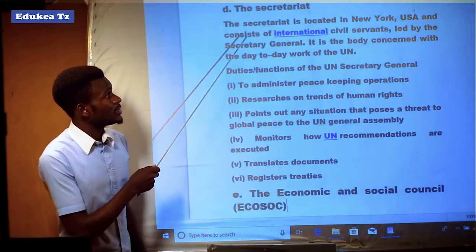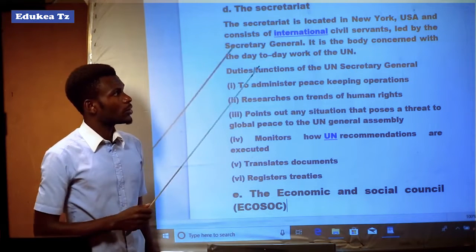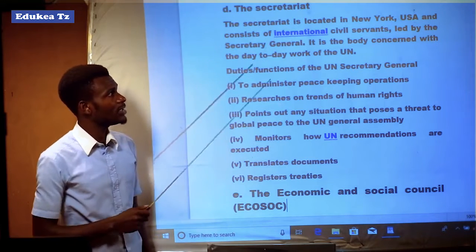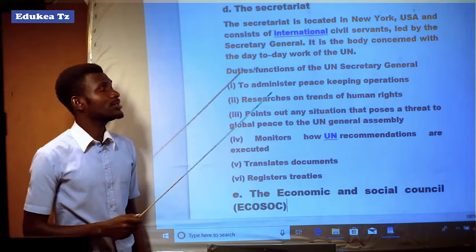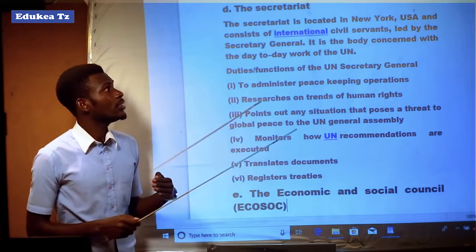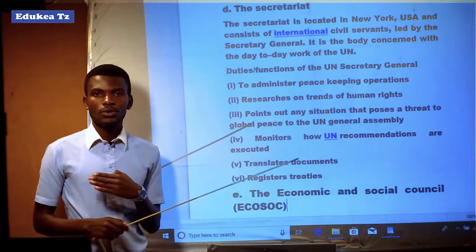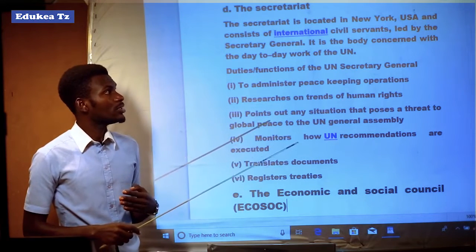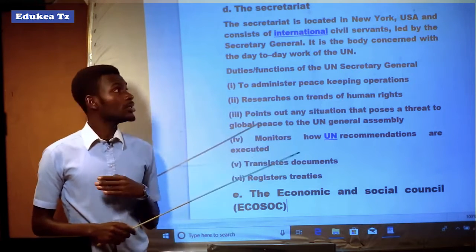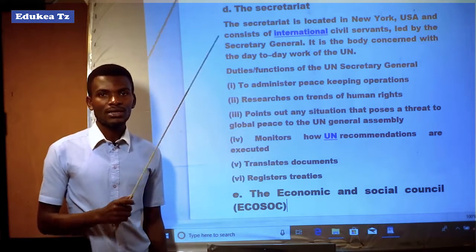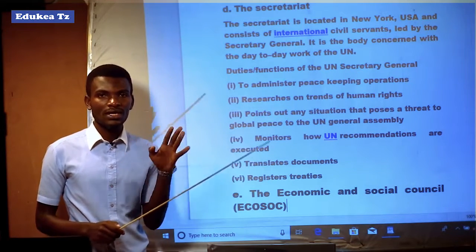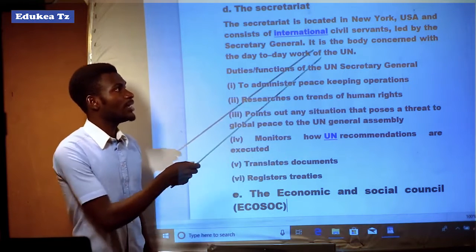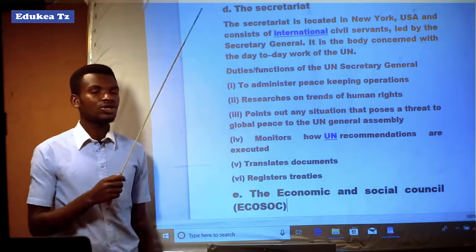The Secretariat is located in New York, USA, and consists of international civil servants led by the Secretary General. It means the headquarters is in New York, USA, and it consists of international civil servants. It means the workers of that organ are international workers, led by the Secretary General.